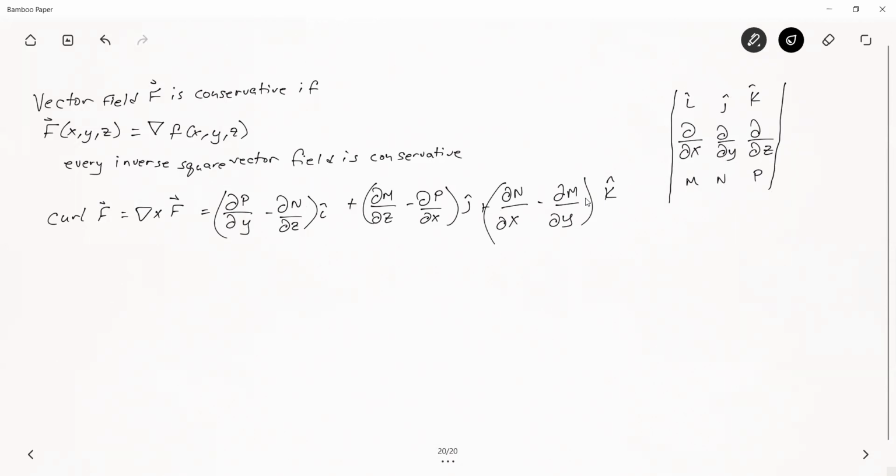Same with J hat and K hat. Again, this is nothing new. You've been dealing with cross products for a while. Okay, so that's the curl of F.